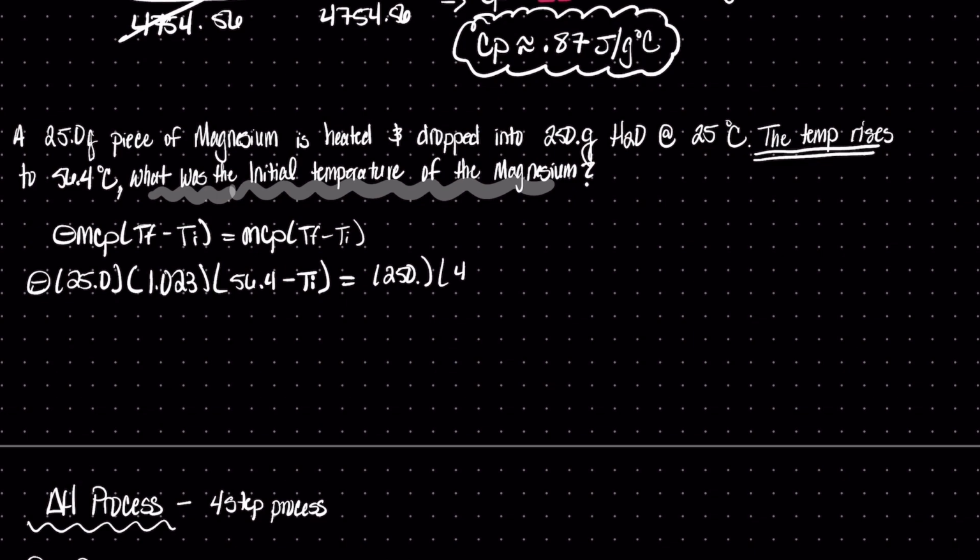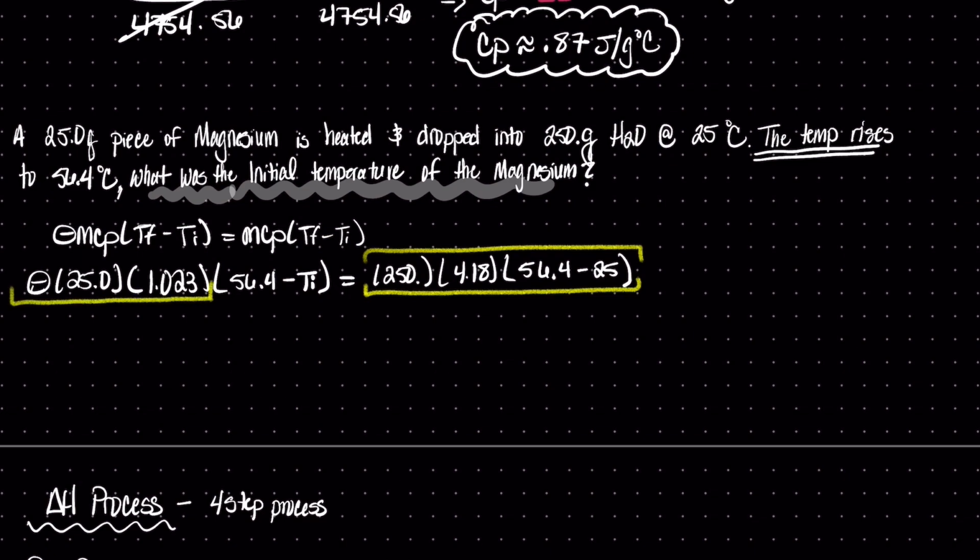of water. I know liquid water has a specific heat of 4.18. I know my TF is given to me because it rose to a certain degree after it was dropped in. And I know what my water was initially. Take the blessing and run. Turn all of that into a number. And the same thing here. I'm going to combine these like terms.